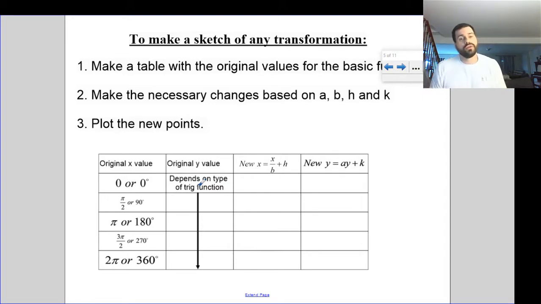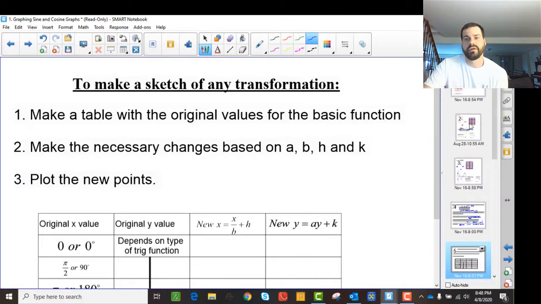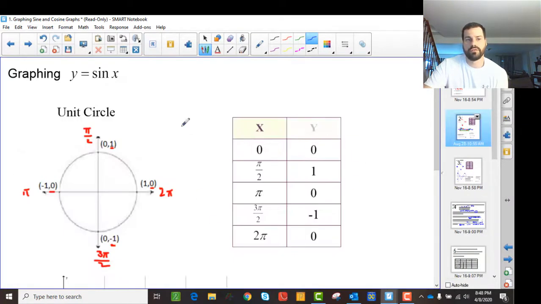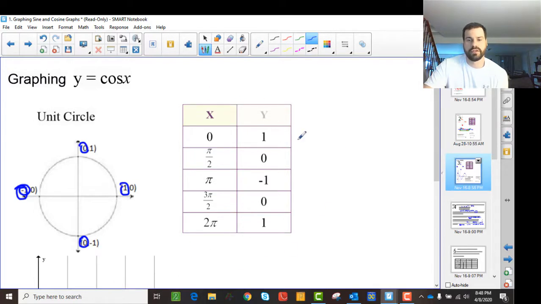So in order to sketch the graph, which is essentially what you're going to be asked to do, ultimately, you're going to be asked to state all that stuff, amplitude, period, domain, range, and then you're going to be asked to draw the graph. You've got to make a table of the original values. And the original values are the ones we talked about a few slides ago. So if I jump back there, I'm talking about these, okay, for sine. And then cosine, these are the original values. So that's what we're talking about when we say take the original values.